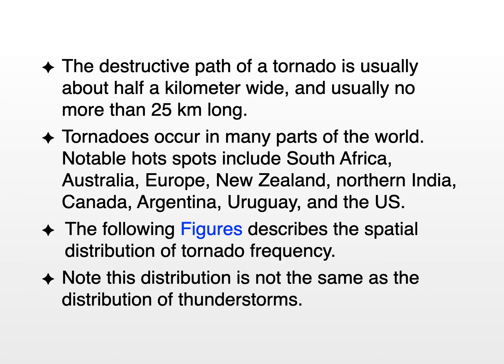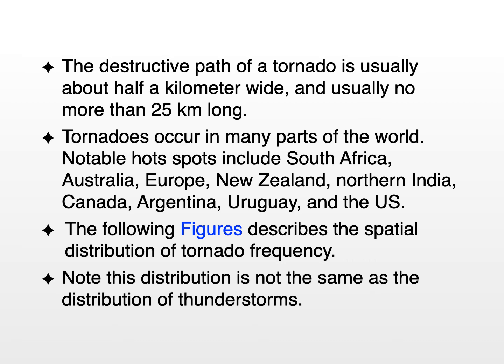Tornadoes don't occur everywhere where there's thunderstorms. In fact, tornadoes are pretty much rare in the tropics, where we have most of our thunderstorms, because most of the thunderstorms there are just air mass thunderstorms. We need this extra lift mechanism to produce a severe thunderstorm that can spawn a tornado. So we need the presence of the mid-latitude cyclone.